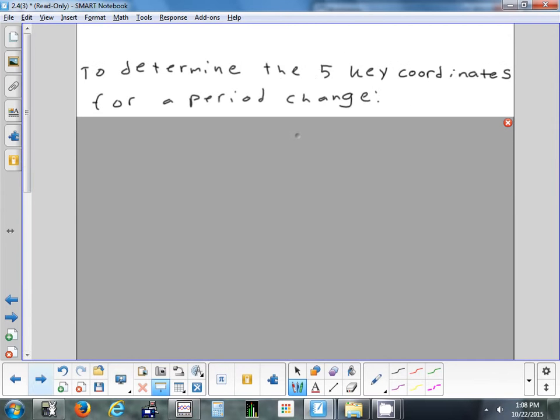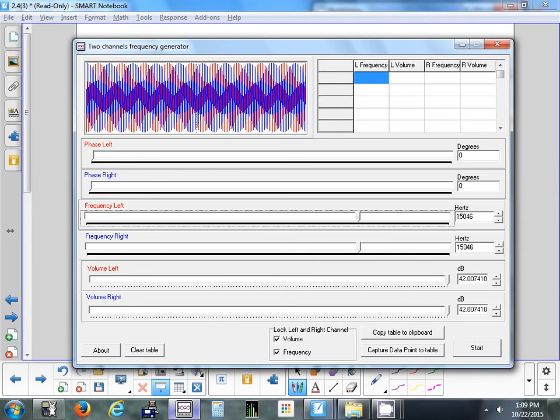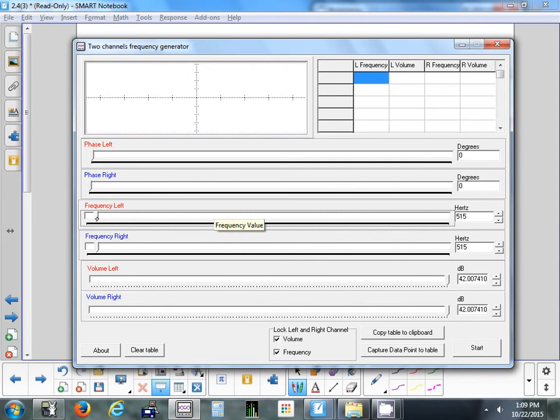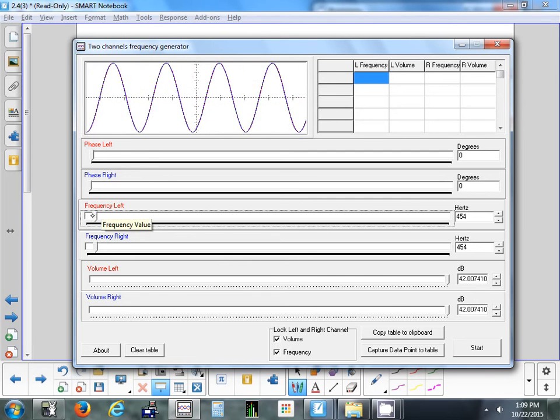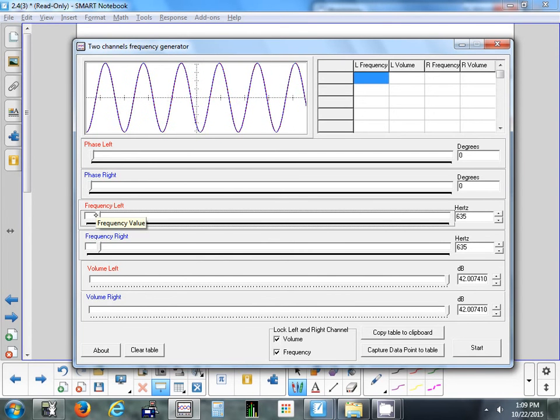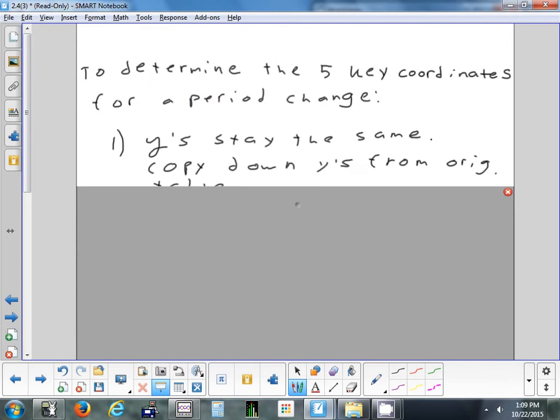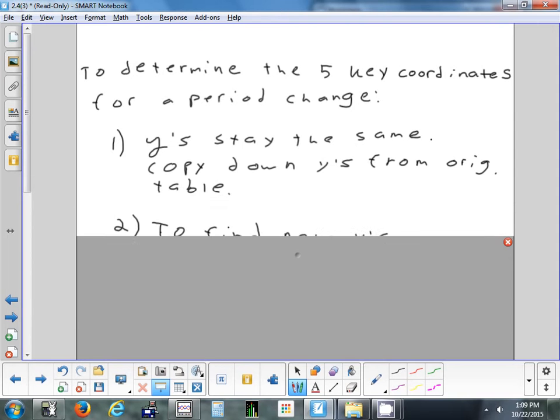All right. So last thing before we can graph, we just have to find out where those 5 key points go. All right. First thing, let's figure out which column stays the same. Okay. If I take a picture like this, and I stretch and compress it, just take one point and follow it. Yeah, the x's are changing. This point is moving left and right, but it's not moving up and down. So the y's are going to stay the same. So copy those down from the original table.